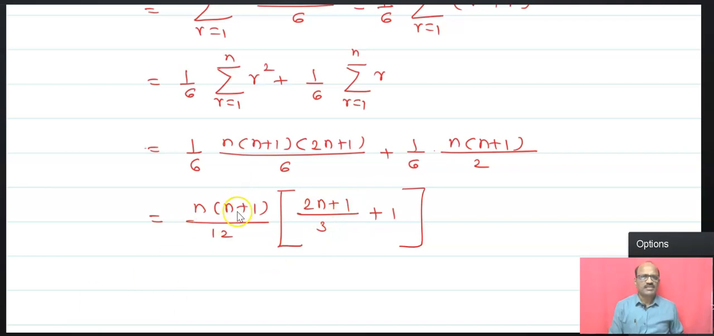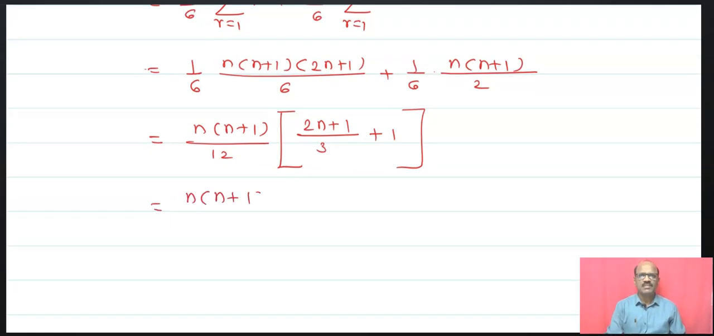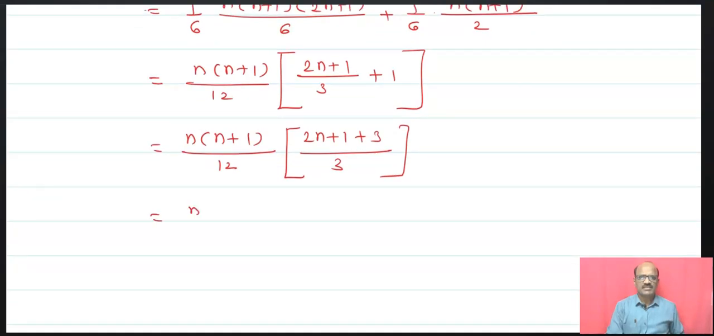And here from these two brackets we have taken N into N plus 1 upon 12 as common. For this term the 1 will remain, and for this term it is 2N plus 1 upon 3. Now we will simplify this. Now see this simplification, N into N plus 1 upon 12, 2N plus 1 plus 3 upon 3. And next is the normal multiplication, that is 3 is multiplied with the 1, that is 3, and 12 into 3 is 36, then you will get 2N plus 4 upon 3.